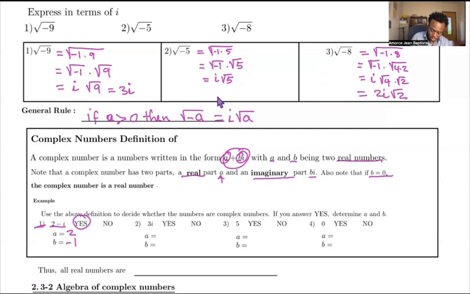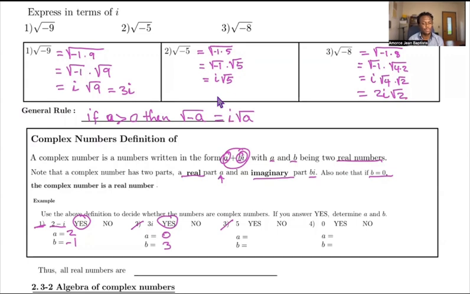Next, the second problem: 3i. Is that a complex number or not? You're thinking your answer should be yes. What is a? a would be the real part. If you don't see it, that means it's 0. And then the imaginary part, which is the coefficient of i that I'm looking at, is 3.